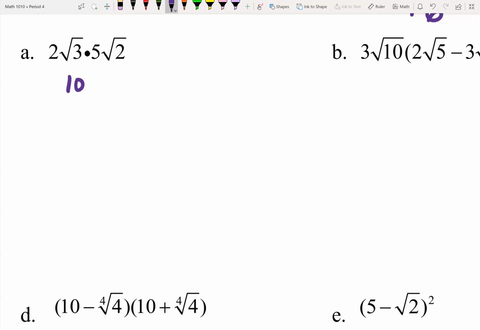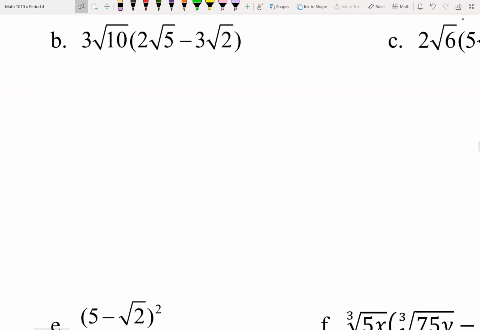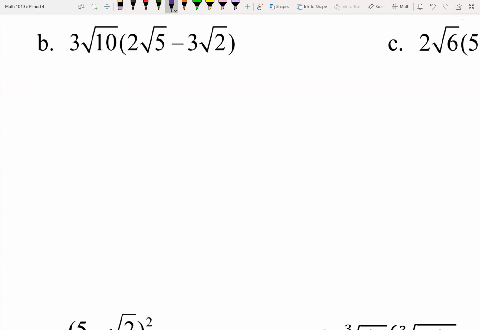Outside, 5 times 2 is 10. Inside, 3 times 2 is 6. I'm done. That's my answer. Yay. Question B. One word that tells me how to do this. What's the word? Distribute. Yay.